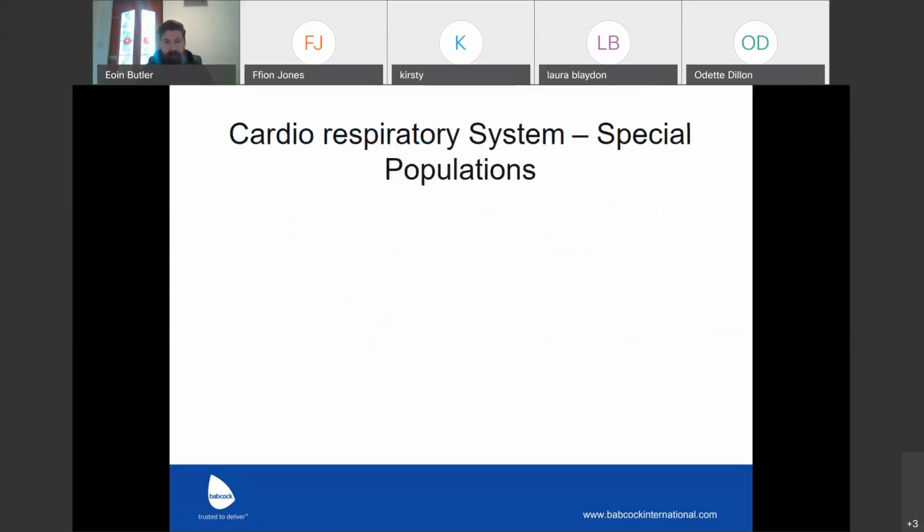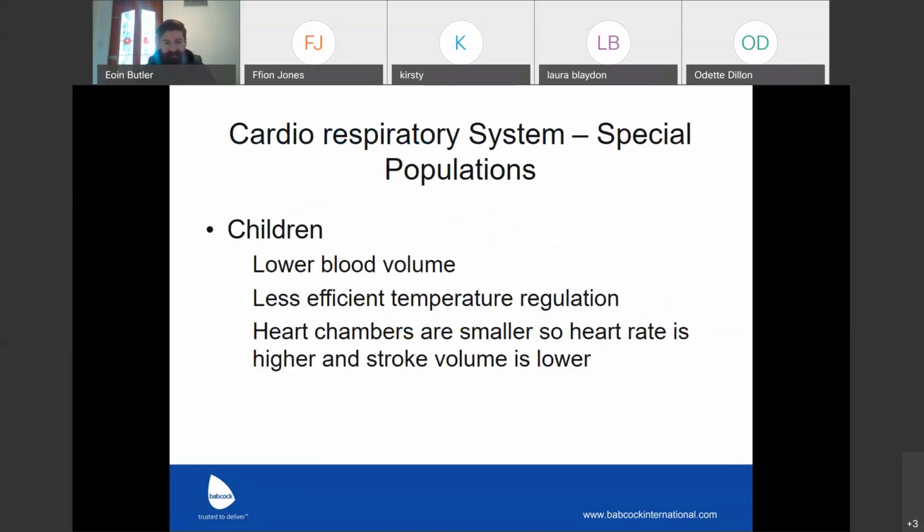So cardiorespiratory system and special populations. So now we're coming back to our general public and people who use our facilities. So children have a lower blood volume. They have less efficient temperature regulation, and heart chambers are smaller, so heart rate is higher and stroke volume is lower. And they are also less efficient in processing oxygen. So if you're working with children, we need to think about all of these things when we work.